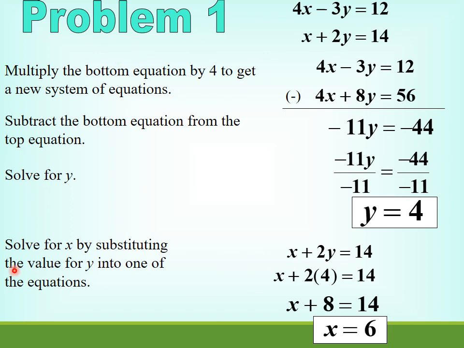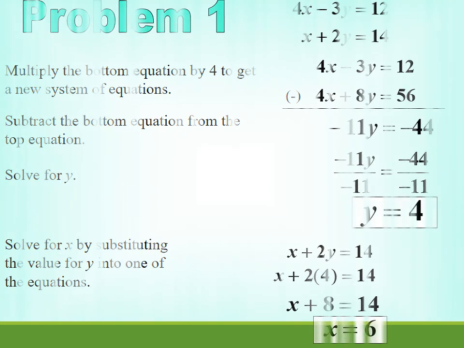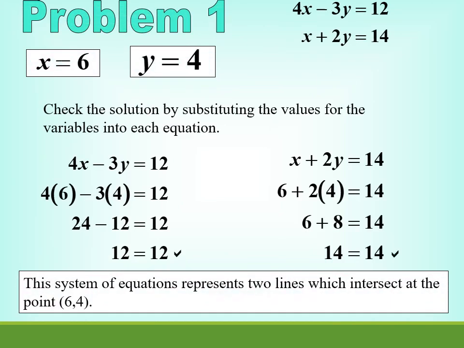Look at this. Multiply the bottom by 4 to get the new equation, and then subtract the bottom from the top equation, and then solve for y, solve for x, and then that's it. So in problem number 1, you can check in your values and then prove it, and you will be fine.